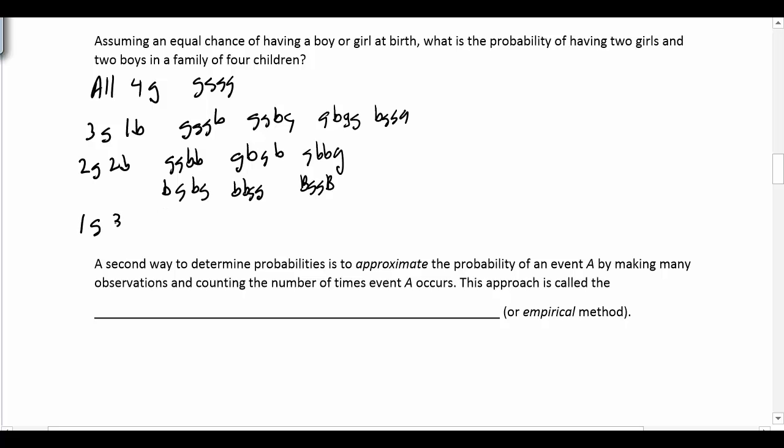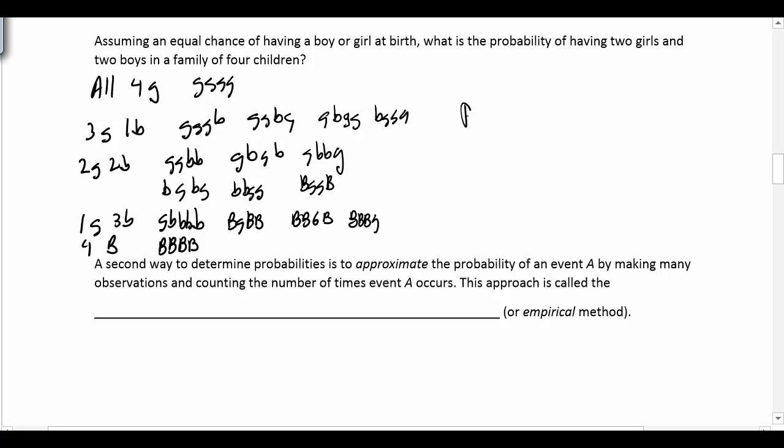1 girl and 3 boys is kind of going to look a little similar to the 3 girls and 1 boy, just with the letters reversed. So I could have the girl first, I could have the girl second, I could have the girl third, and I could have the girl at the end. And then the last scenario would be all 4 boys total. And so when I count up all these total combinations, I should get that there are 16 of them.